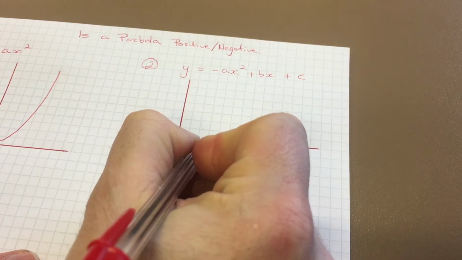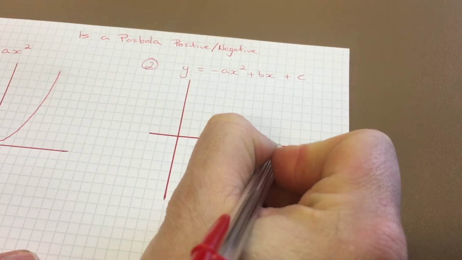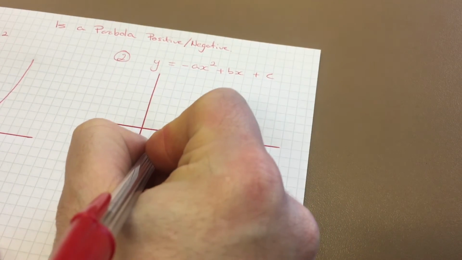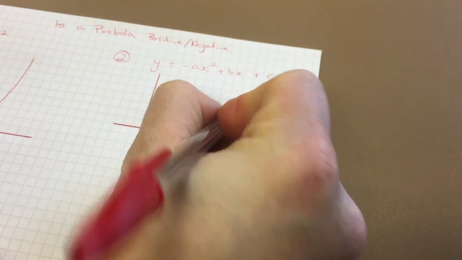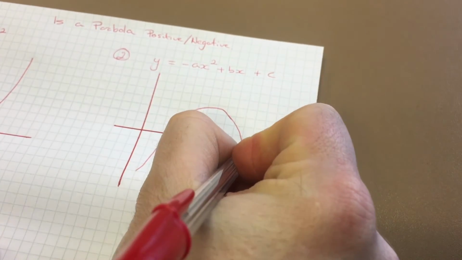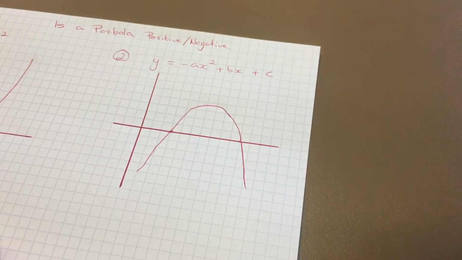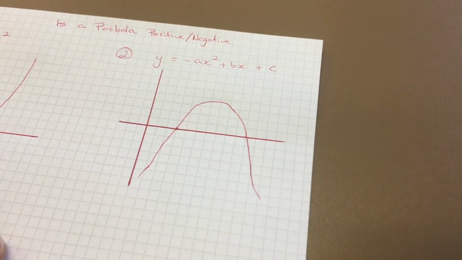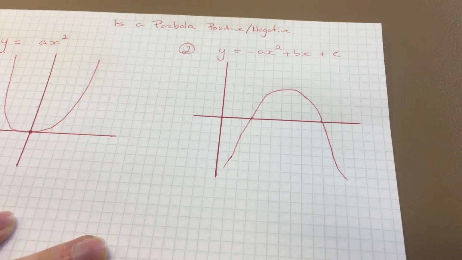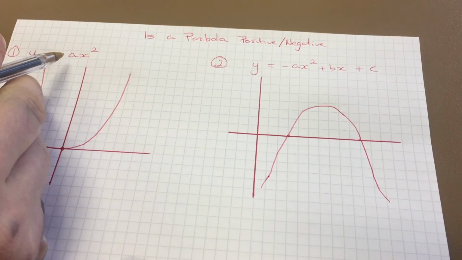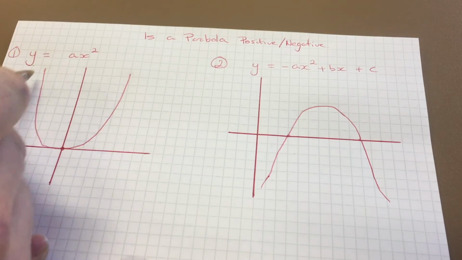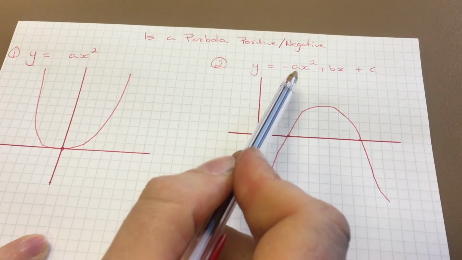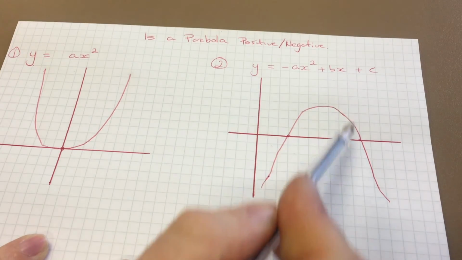It goes and looks like this. Right, and it's just going to continue on. So that's the key points. If the value in front of the x squared is positive, it's a happy face. If the value in front of the ax squared is negative, it's a sad face.